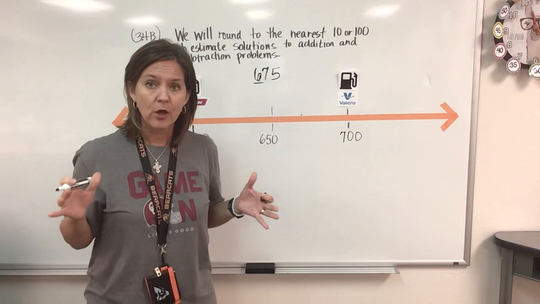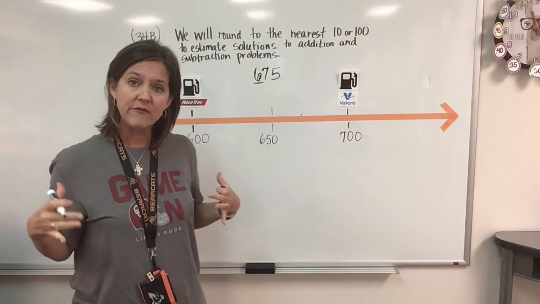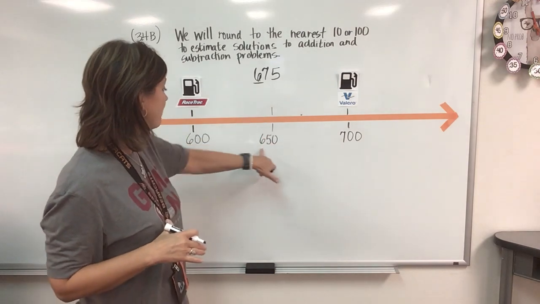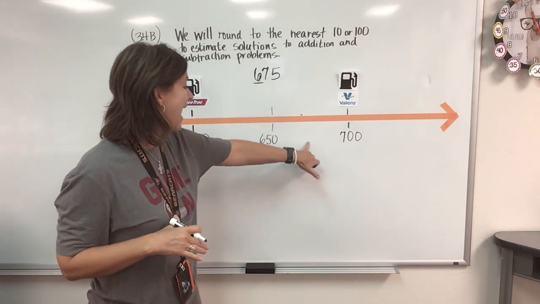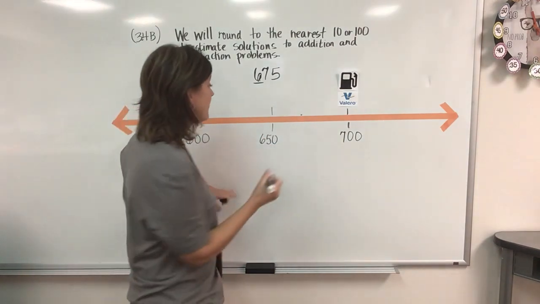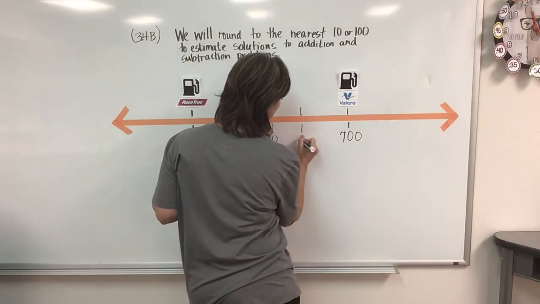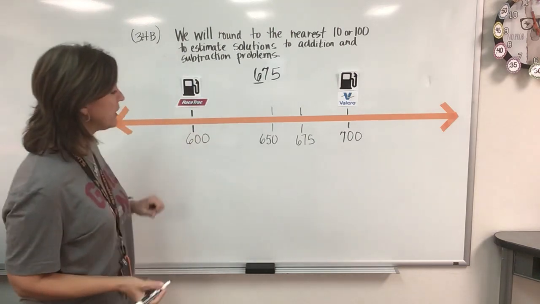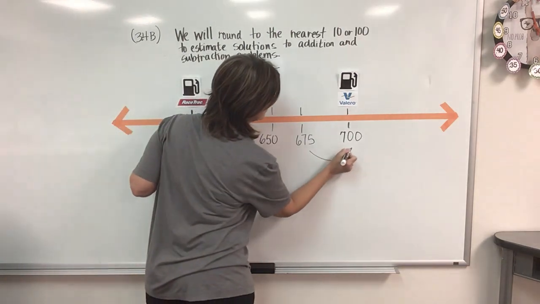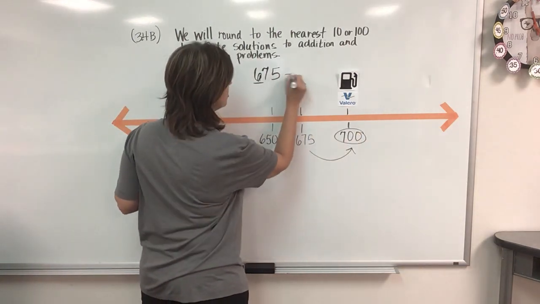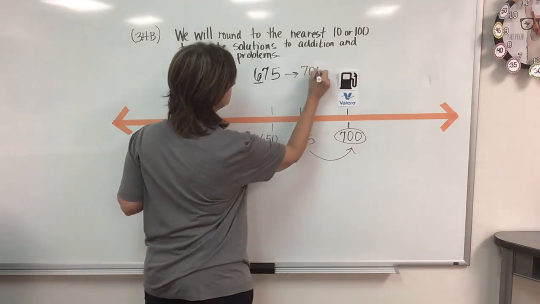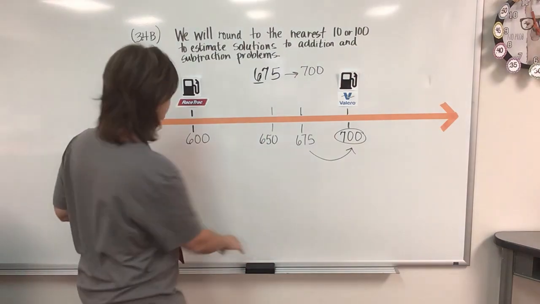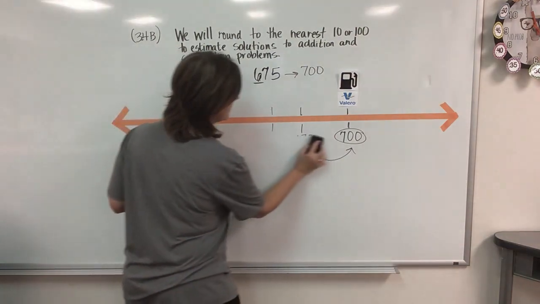And now I think about, okay, where would 675 be on this number line? So 675 would be after 650. It would actually be halfway in between. There's 675. So you can see that it rounds to 700, because it is closer to 700. Okay, let's try another one.